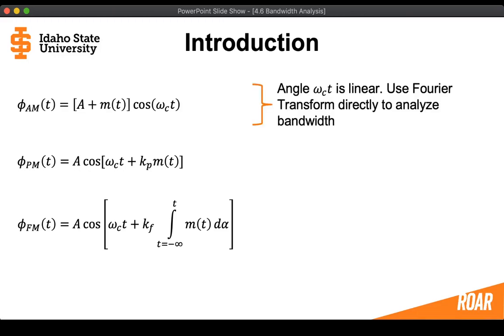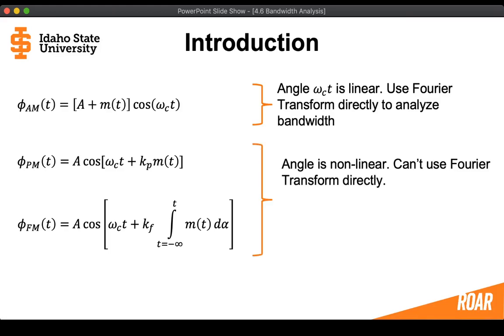The PM one modulates the angle, whereas for the FM one we have this modulation of the instantaneous frequency. And the angle, omega c t, is linear for AM signals, so we can use the Fourier transform to analyze the bandwidth directly. But for FM and PM, the angle is nonlinear, so we can't use the Fourier transform directly. So we're going to need to come up with another way to find the bandwidth of PM and FM signals. So we can't use the Fourier transform, so let's apply some mathematical expressions to see if we can find another way to analyze the bandwidth.